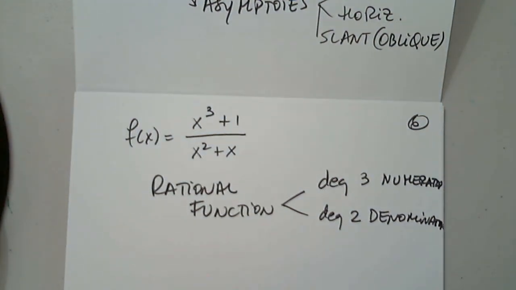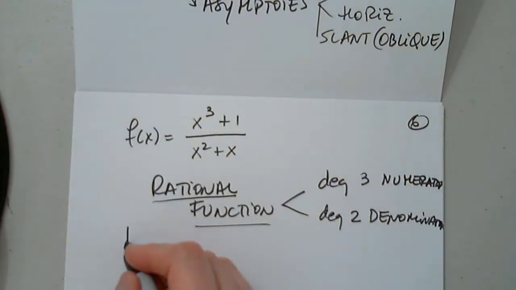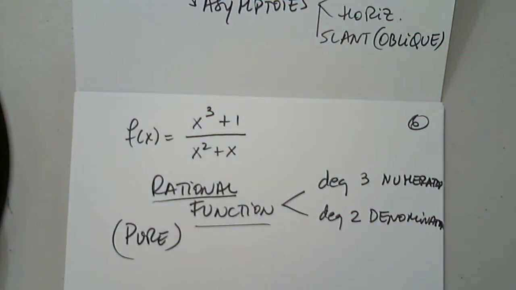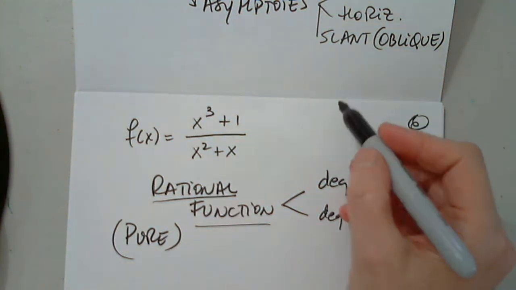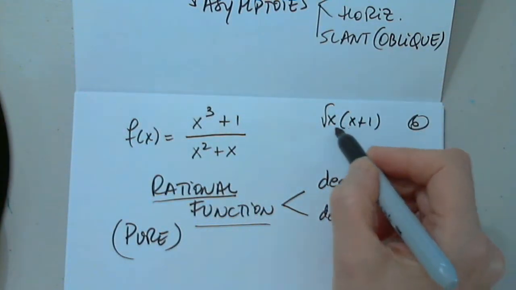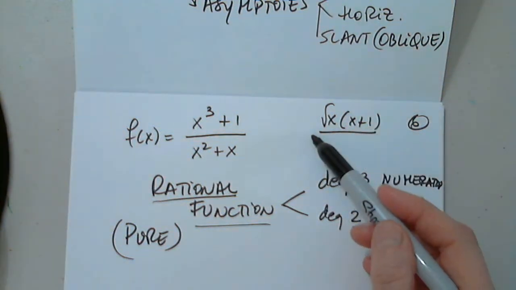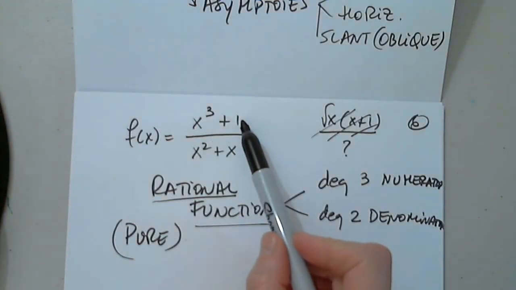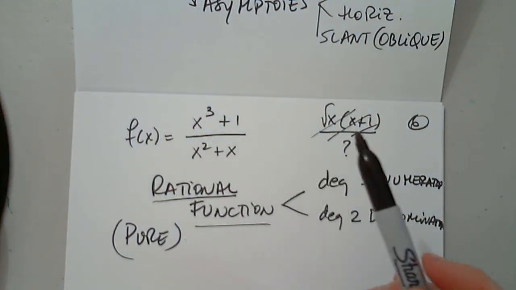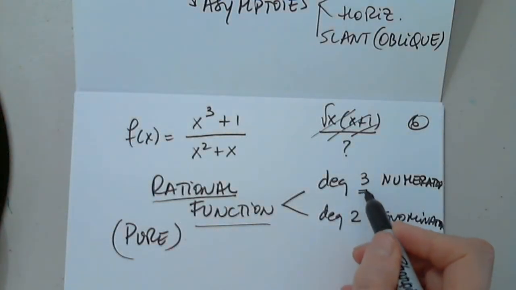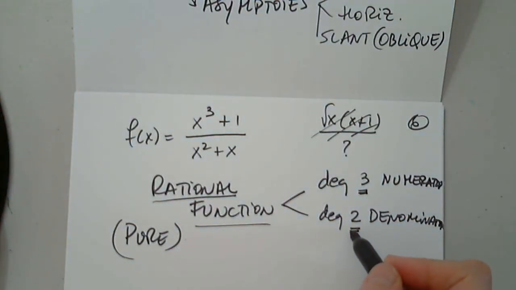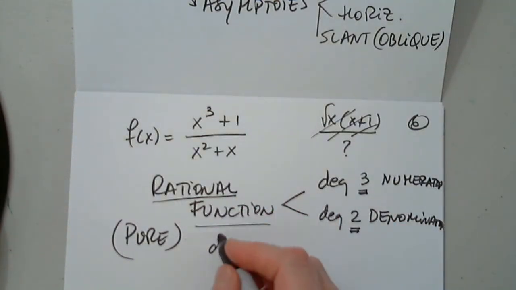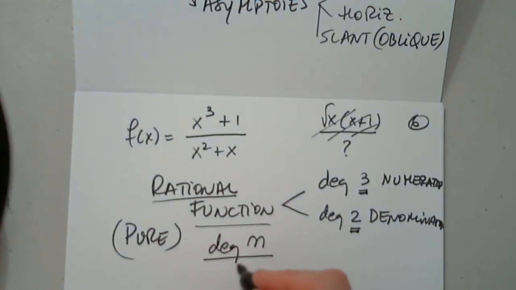By definition, any rational function, pure. How will a non-pure one look? Something like the square root of x, x plus 1 over whatever. That's not a rational function. So a pure rational function has a polynomial at the top and another polynomial in the denominator. As long as the degree of the top is larger than the degree of the denominator by exactly 1 unit, so the top has degree n and the denominator has degree n minus 1.